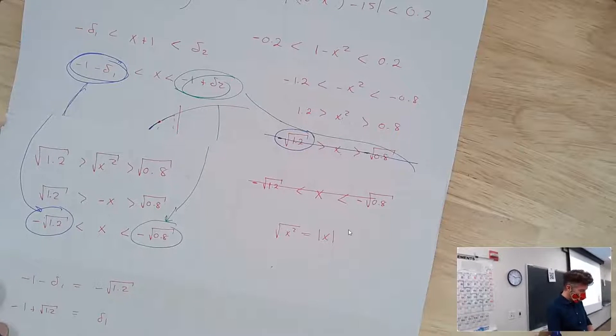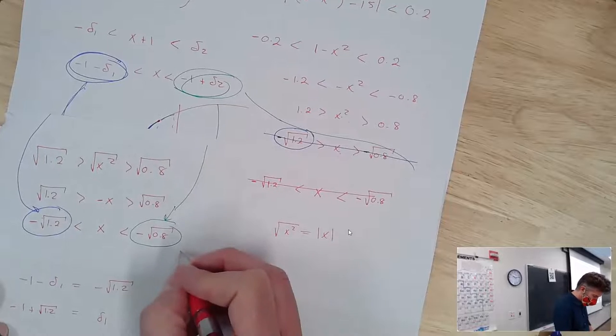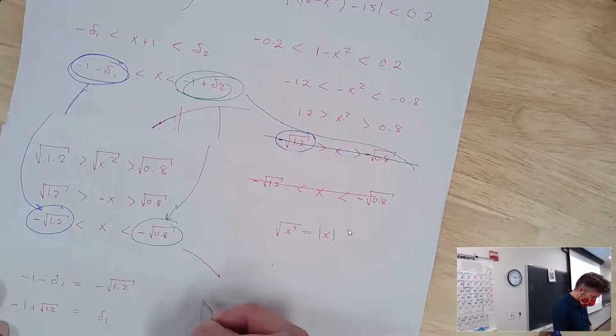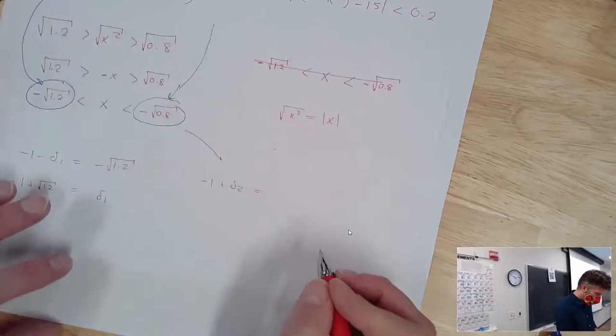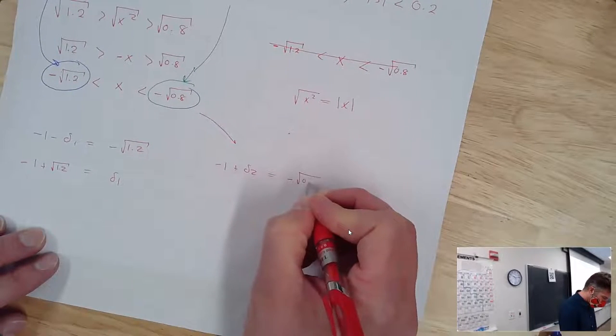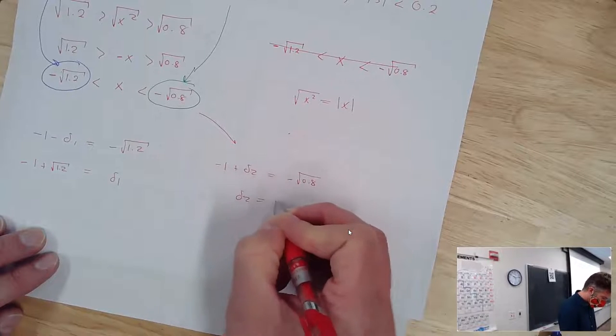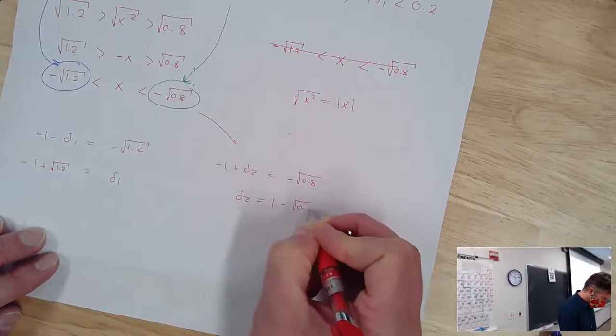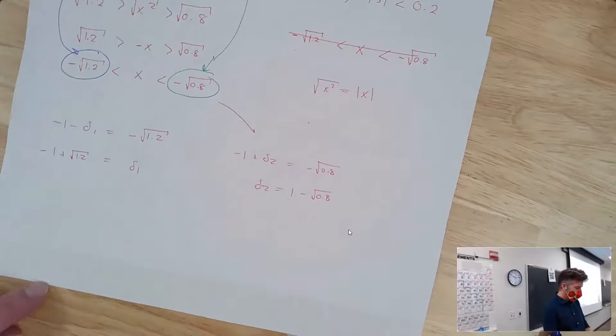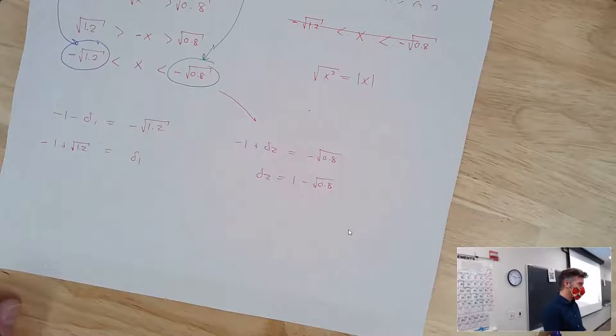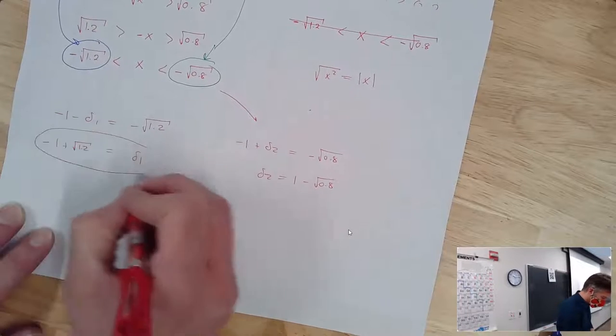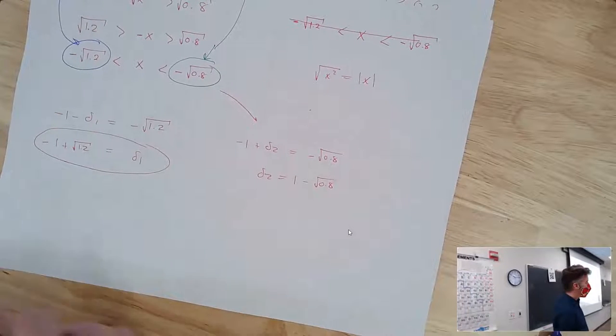Great. It's positive. And then for here, solving for delta 2, negative 1 plus delta 2 equals the negative square root of 0.8. So delta 2 equals 1 minus the square root of 0.2. And then you have to figure out which of those is smaller. And I know it's this one. How do I know it's that one?